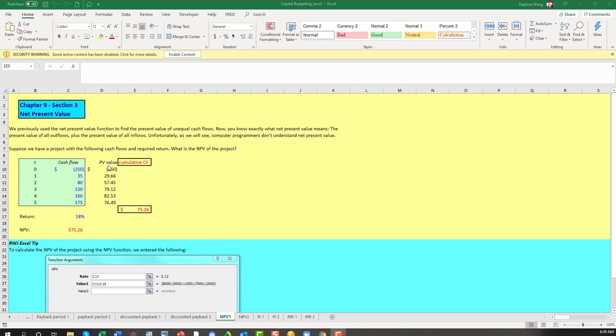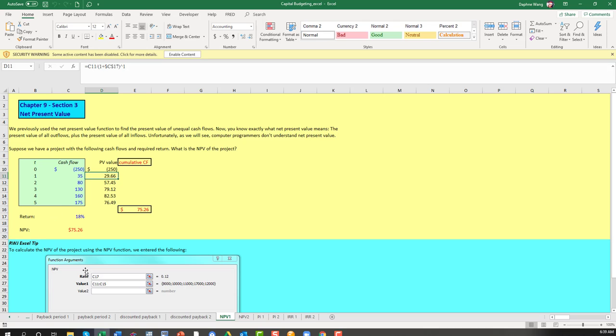Similar to the discounted payback period, you need to calculate the present value of each future cash flow. You can use the function, or you can use the present value formula: the future value divided by 1 plus the discount rate to the power of the period, depending on which period you see this cash flow. Then the next step, you calculate the accumulated cash flow, and you sum up this accumulated cash flow.